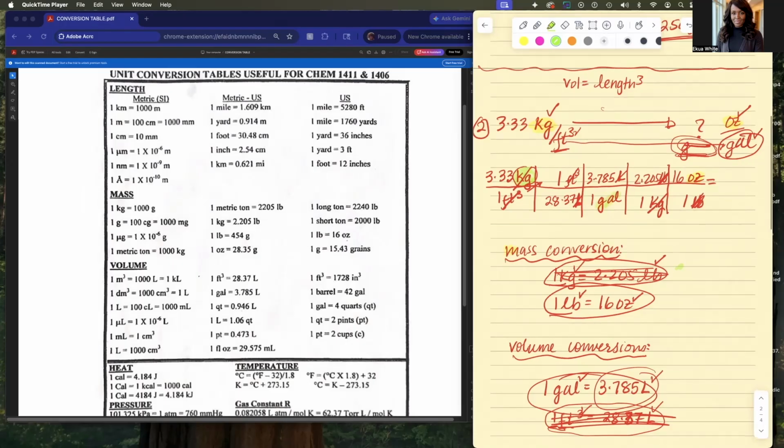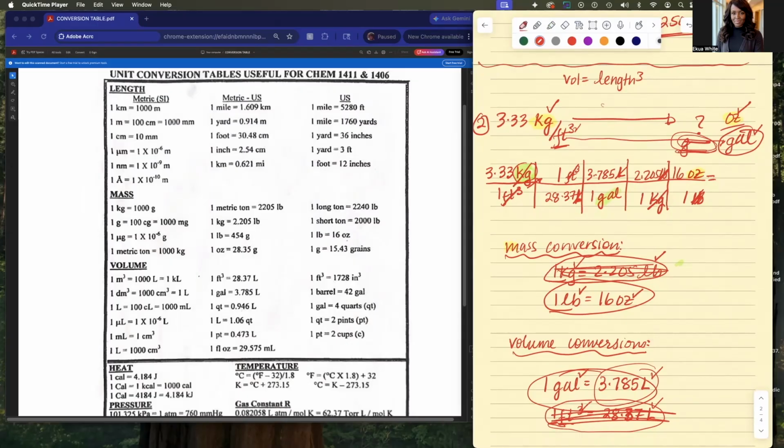So when you perform the math, multiply all the numerator numbers, divide all the denominator numbers. So it's going to be 3.33 times 3.785 times 2.205 times 16 divided by 28.37. Okay. When it comes to significant figures, I recognize there are so many numbers here, but we tend to go by the significant figures of the given number. So we want to start with 3 significant figure numbers.